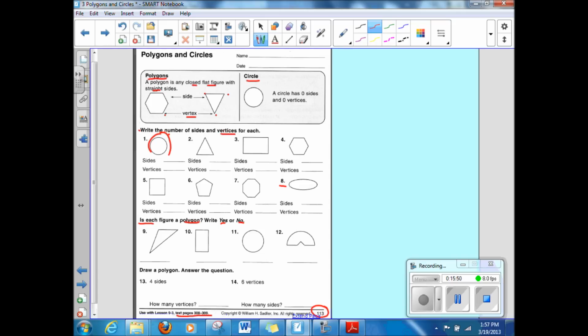And number 13 and 14, it asks you to draw a polygon, and we did that already on dot paper, so you'll be in good shape for that. Number 13, a 4-sided polygon, and then of course the question is how many vertices. And number 14, a figure with 6 vertices. Oh, that's interesting. You'll have to think about that for half a second and then draw that figure. And then it asks you how many sides that figure has. So good luck with page 113 of Polygons and Circles. I'm looking forward to seeing your work and exploring the next lesson with you.